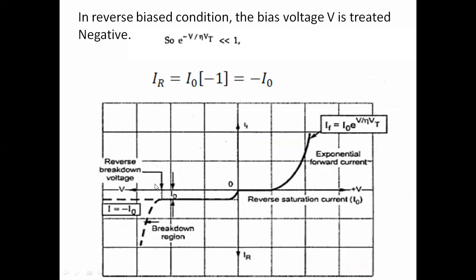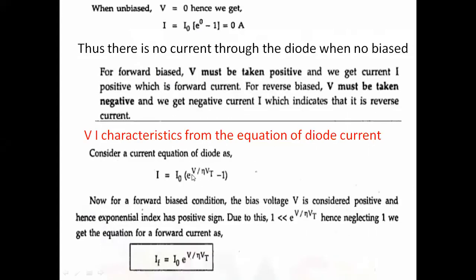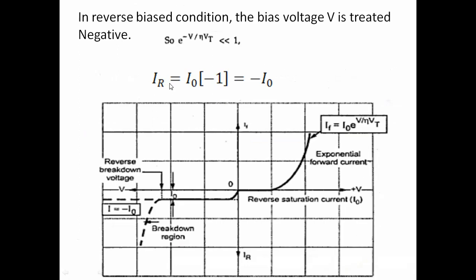See here, in reverse bias condition, the bias voltage is treated as negative. That's why e power of V by eta Vt is very, very less than 1, so we can neglect this term compared to minus 1. Then I is equal to I naught into minus 1. IR is the reverse current, IR is equal to minus of I naught, where I naught is the reverse saturation current.